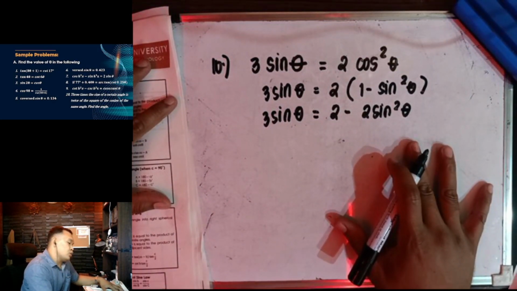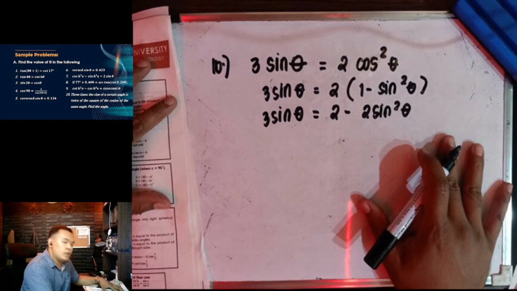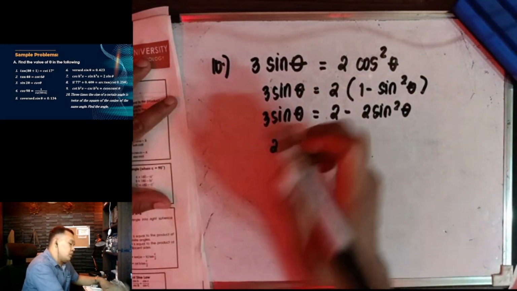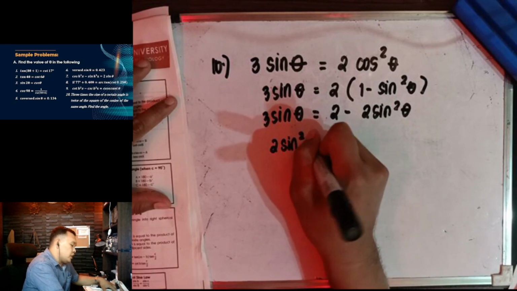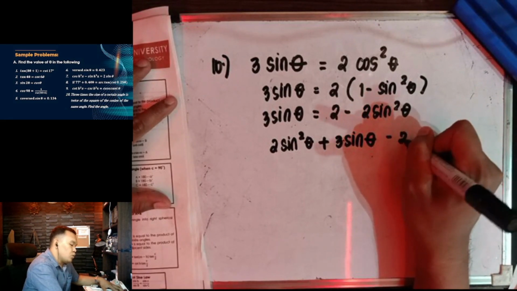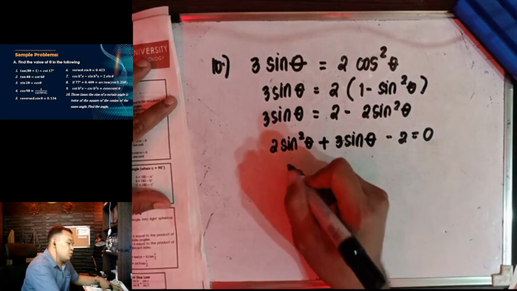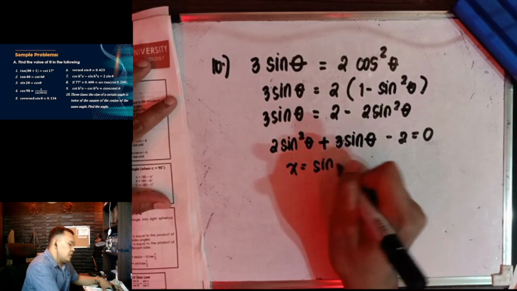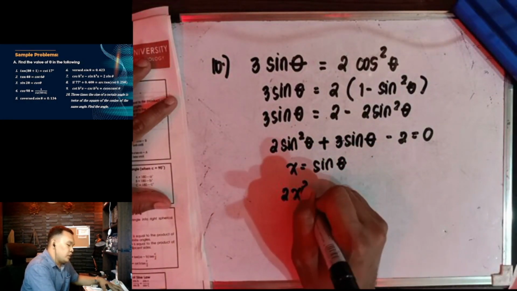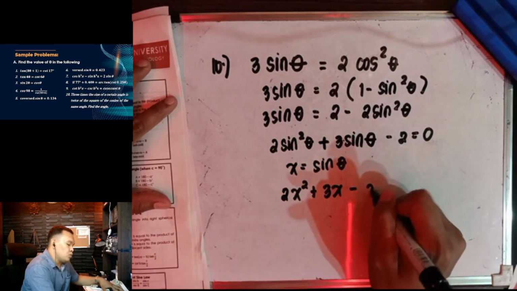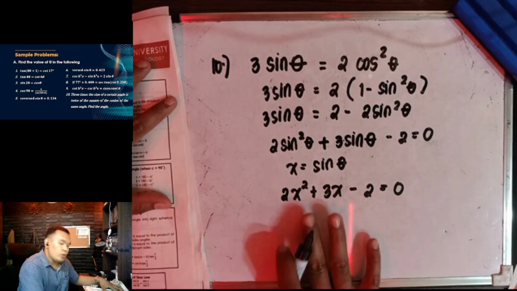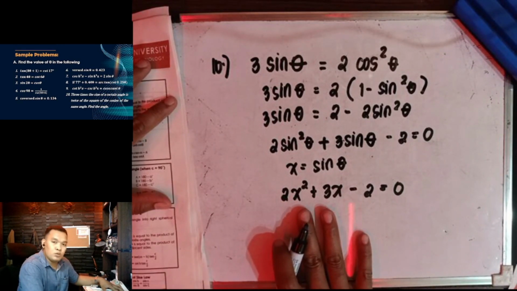So, parang ano siya, quadratic equation, no? So, arrange ko lang siya into chronological order para magkaroon tayo ng quadratic equation. So we have here, transpose ko ito dun sa kabila, 2 sine squared theta plus 3 sine theta minus 2 is equivalent kay 0. Then, let's assume that x is equivalent kay sine theta. No? So, lalabas itong equation natin, magiging 2x squared plus 3x minus 2 is equal to 0. So, we have here quadratic equation, and we could find the value of x into its roots.